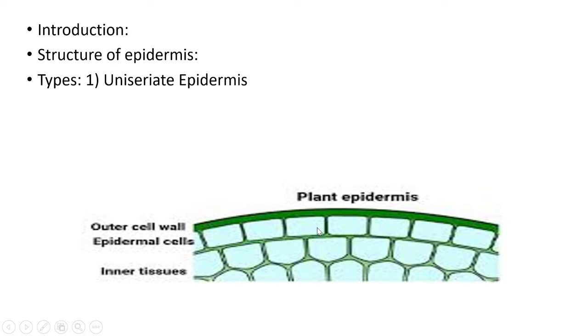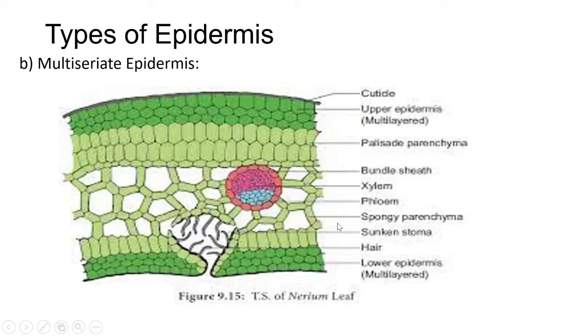In the meristematic region, it is differentiated, undifferentiated in old stem and roots. Old stem and roots may be destroyed by secondary growth. Now in this second diagram, this is the transverse section of a Nerium leaf.